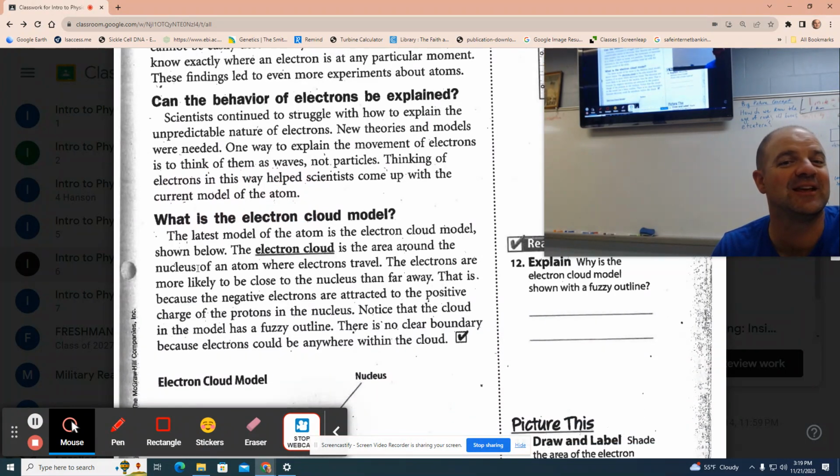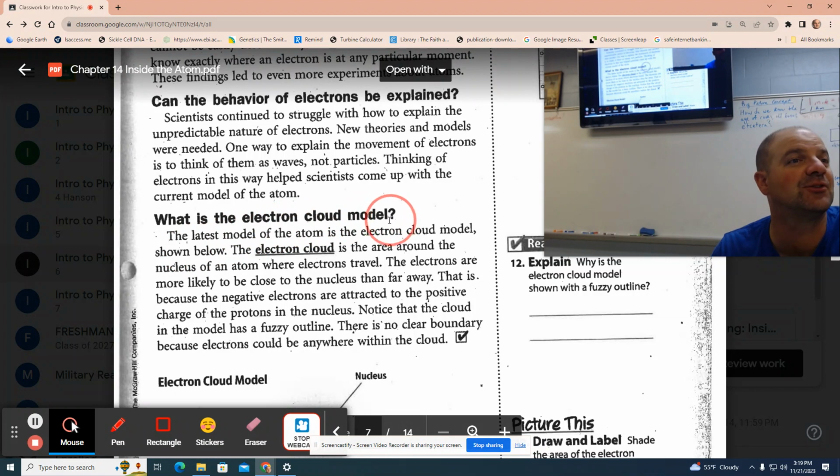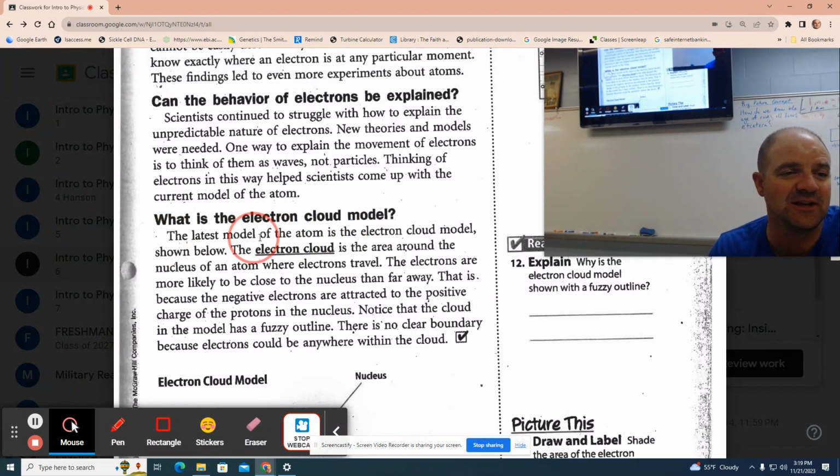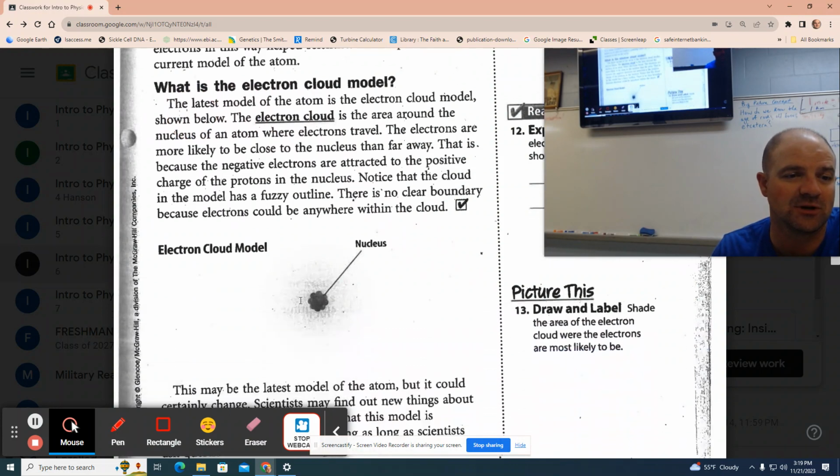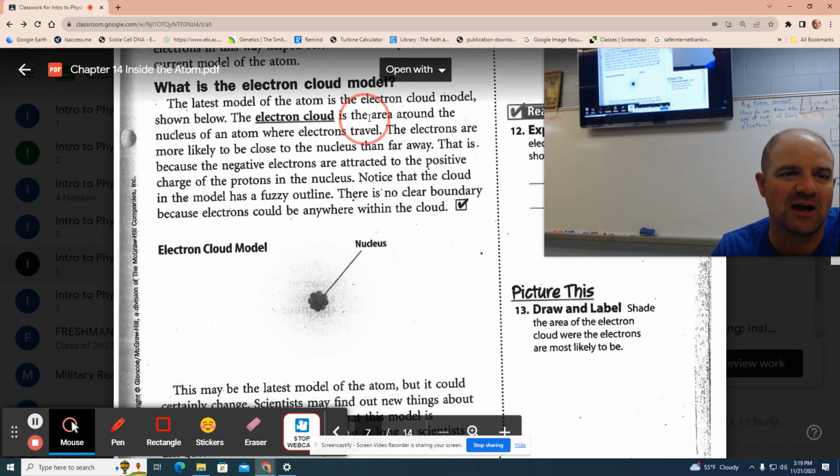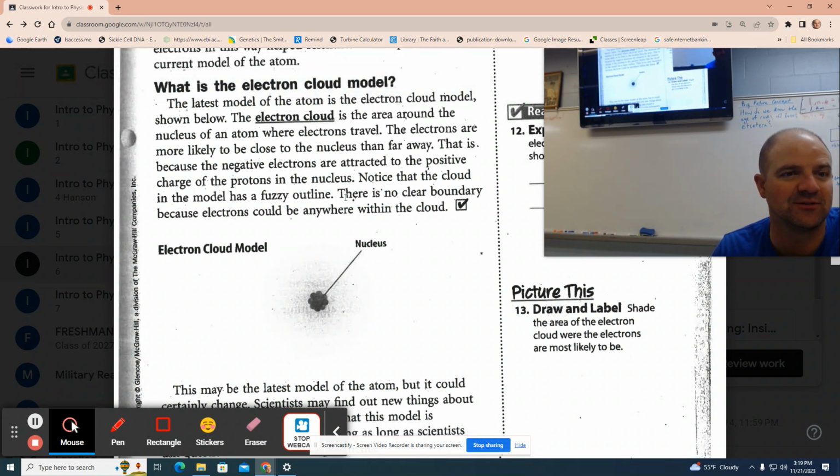What is the electron cloud model? So you're going to have your question answered. The latest model of the atom is the electron cloud model shown below. So here we have an electron cloud model. The electron cloud is the area around the nucleus of an atom where the electrons travel, where they're flinging around outside the nucleus.